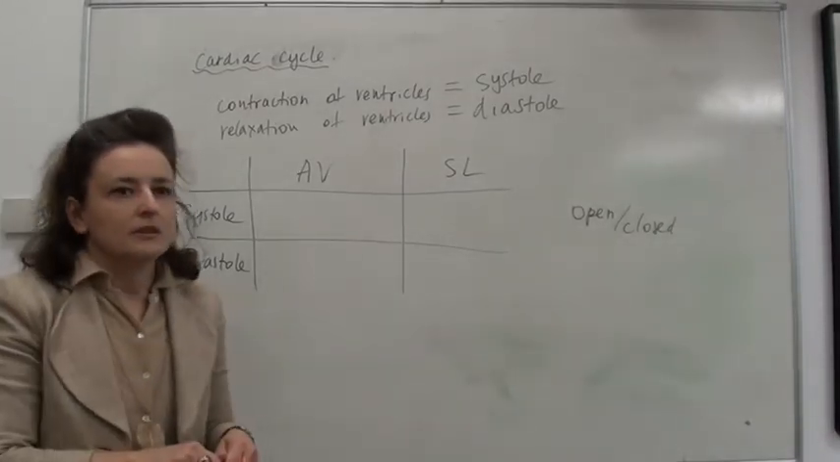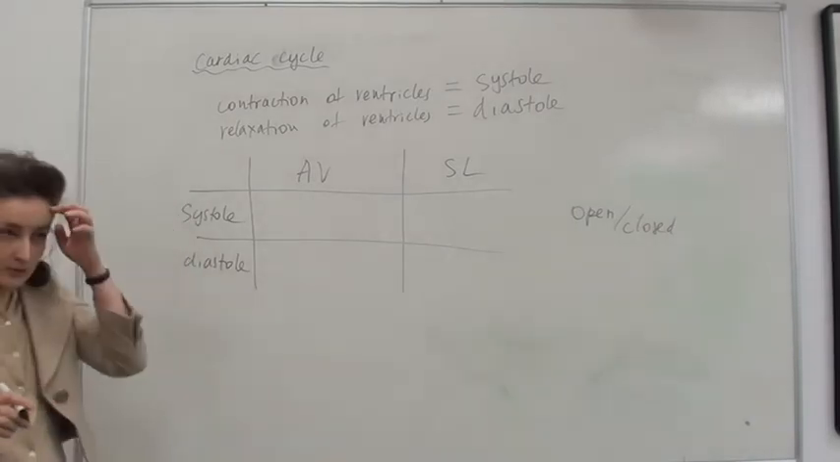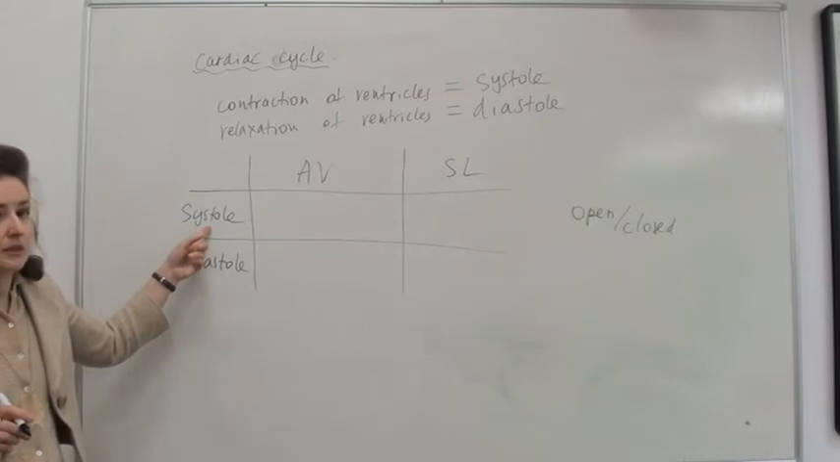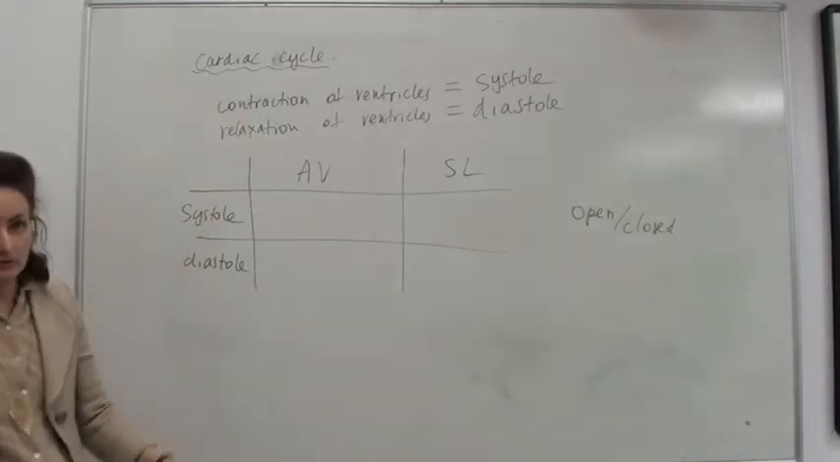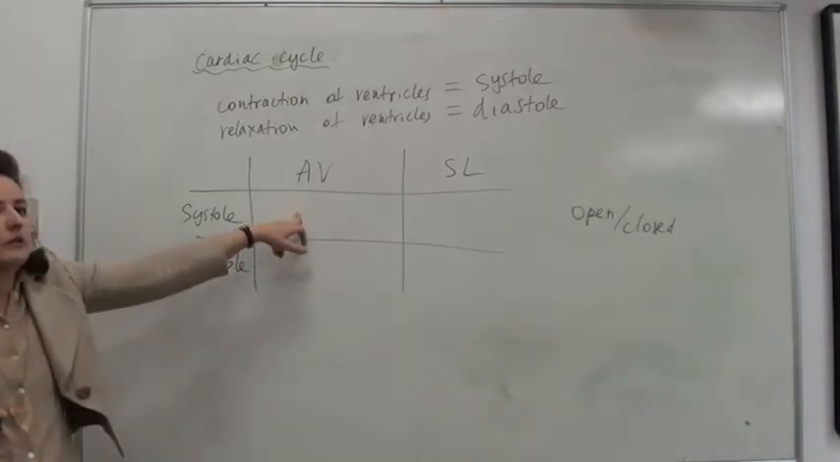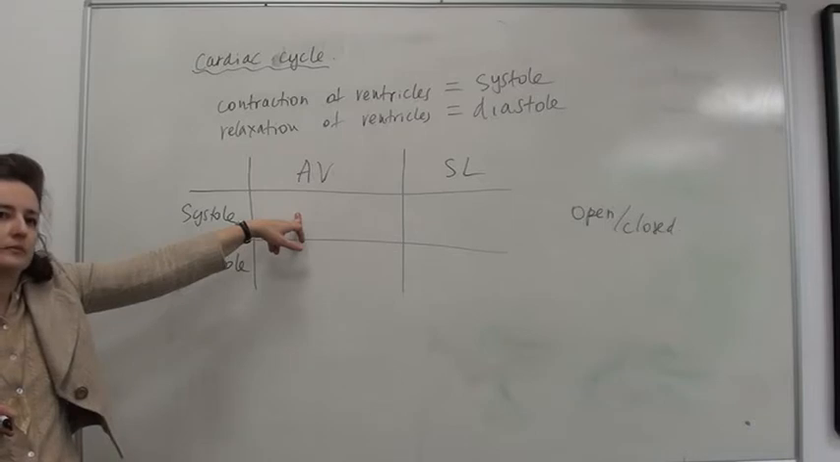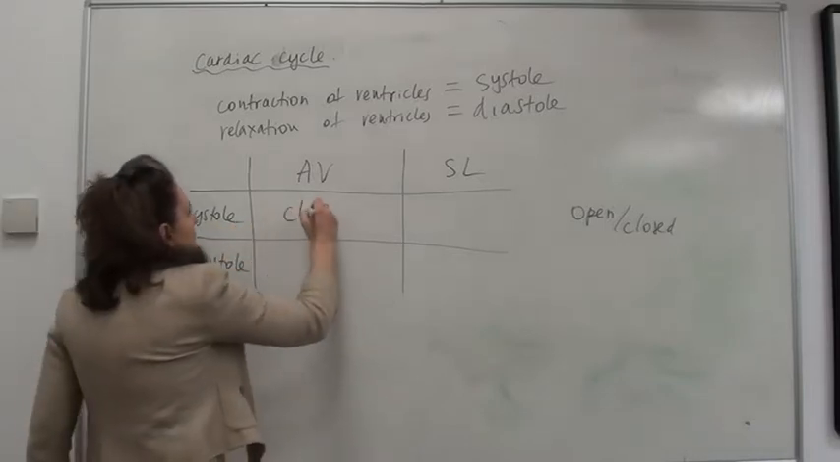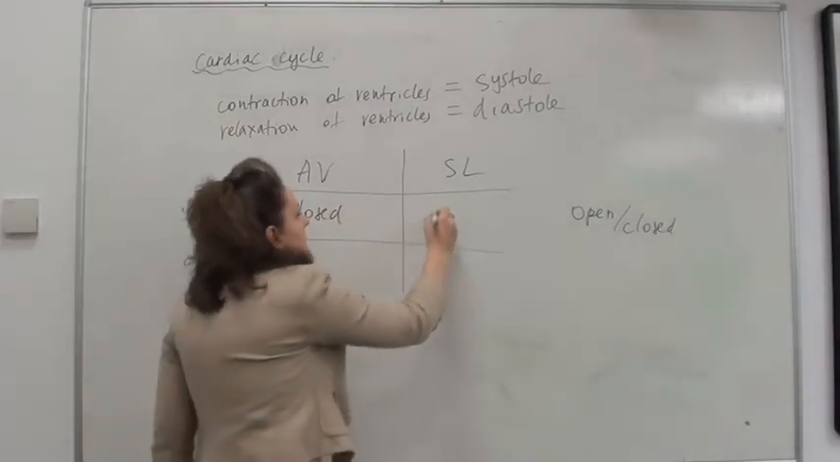Right, okay, so let's have a discussion about what the correct answer might be. We decided we're going to start with systole, depending how you pronounce it. So we agreed that when ventricles are contracting, what do we want AV valves to be doing at this point? Do we want them closed or do we want them open? What are your thoughts? Closed, okay. What about SL valves? Open.